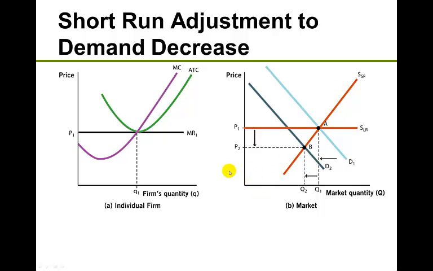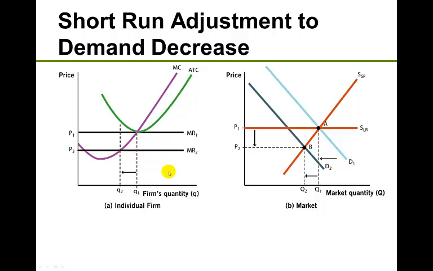So in the short run, my individual firm is going to produce less. So the price moved down here. We've got a new intersection between the marginal revenue and the marginal cost curve. So my individual firm is going to produce less. Well, now we've got a situation that looks like what we just talked about. Now in the short run, firms are earning negative profits.